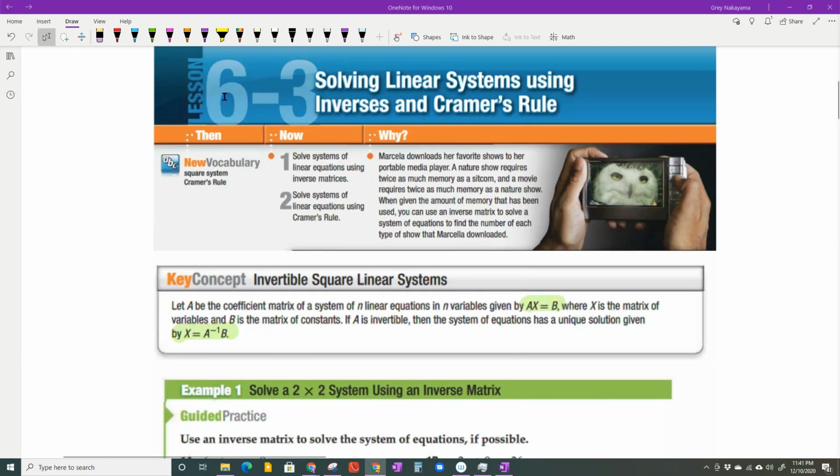Okay, today's lesson is 6.3, solving linear systems using inverses and Cramer's rule. Now you have done both of these before, so I'm going to talk rather quickly. You can slow me down with your settings if I'm talking too fast.